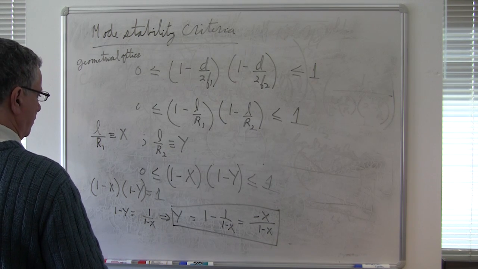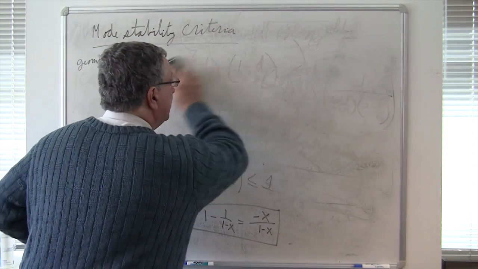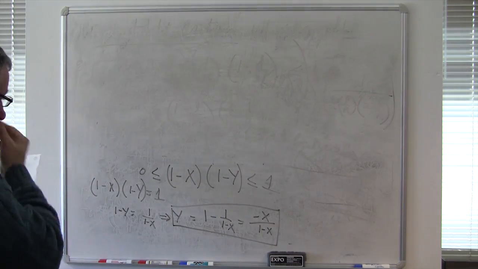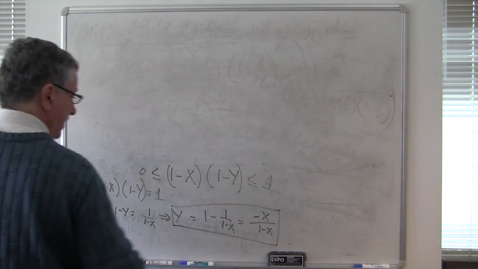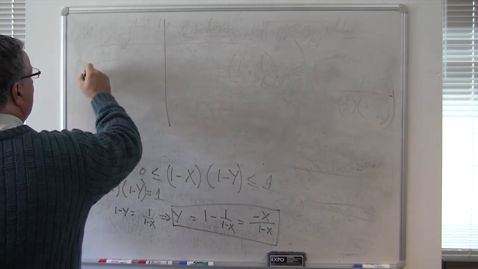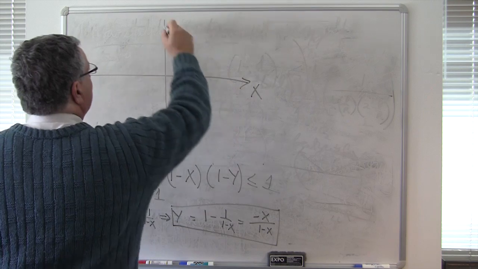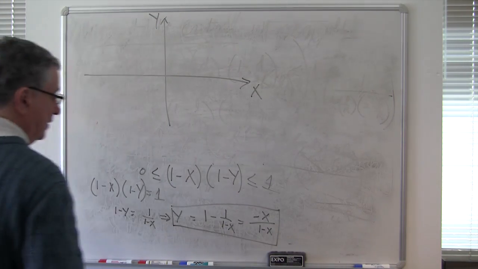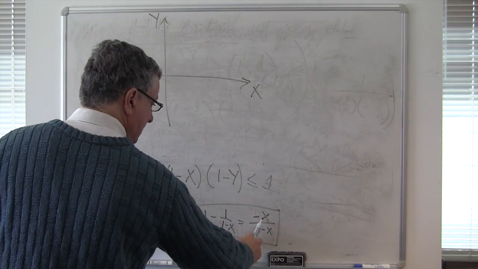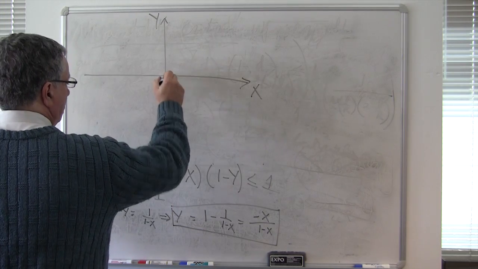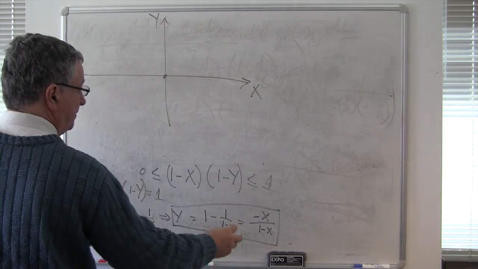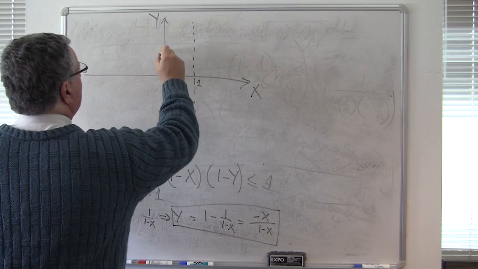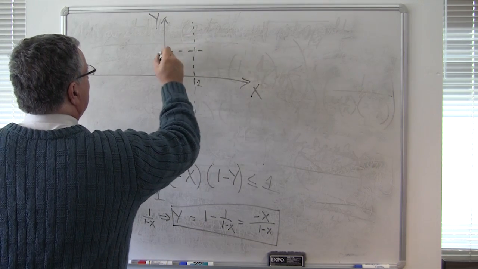Okay, I need to make some room, so I have to erase this, unfortunately. So we get Y equal to this. What we can do is plot here capital X, capital Y, and we want to plot this curve. What we see is that at X equal to 0, Y is equal to 0. This curve goes through this point, and an interesting point is when X is equal to 1 and when Y is equal to 1.